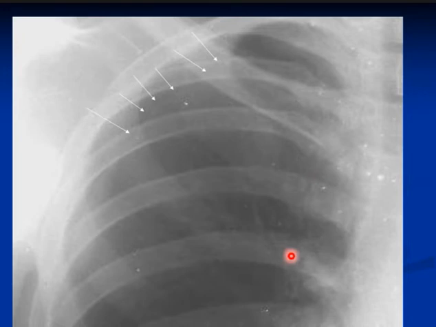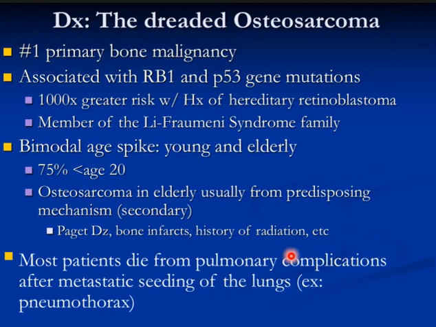So what do you think of? I'm thinking of osteosarcoma with metastasis. Excellent, with pneumothorax. Osteosarcoma is one of the most common tumors to present with lung metastasis, and lung metastasis usually causes pneumothorax in cases of osteosarcoma. It's the number one primary bone malignancy.